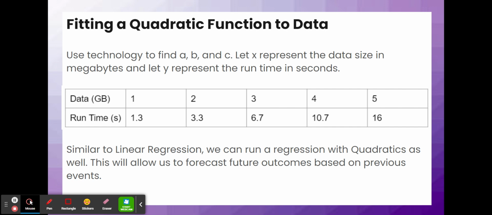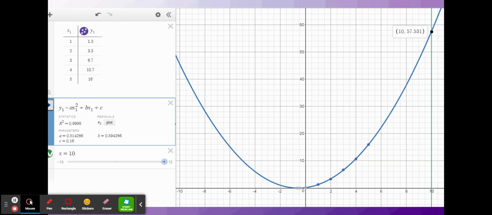All right, so fitting a quadratic function into data. Use technology to find A, B, and C and let X represent the data size in megabytes and let Y represent the runtime in seconds. So they gave us some table. Similar to linear regression, we can run a regression with quadratics as well. This will allow us to forecast future outcomes based on previous events. So we can type that into Desmos as a table.